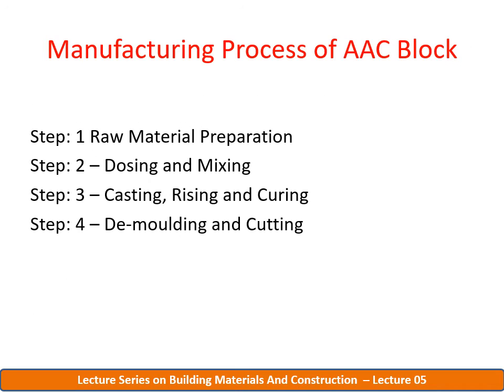So in this case, manufacturing process of autoclave block. So first is the raw material preparation. So here the raw material sources and availability of the aerated block will be explained. Fly ash, lime, ordinary Portland cement, gypsum, aluminum powder. So these are the raw materials which can be used.